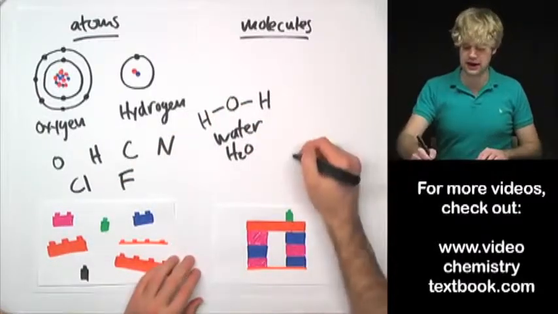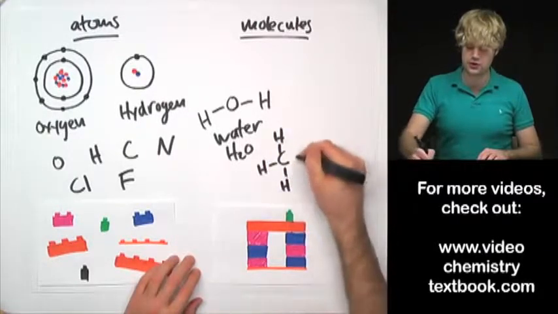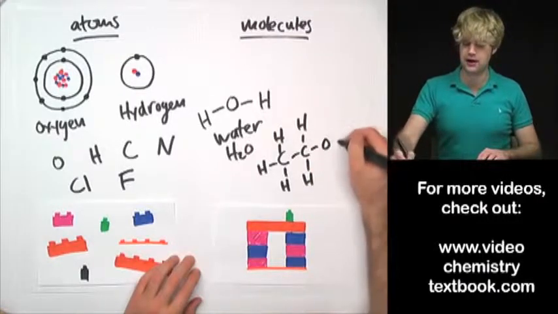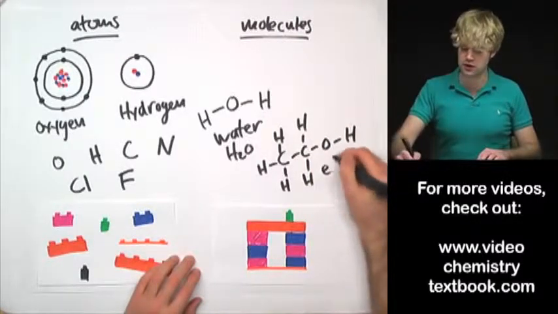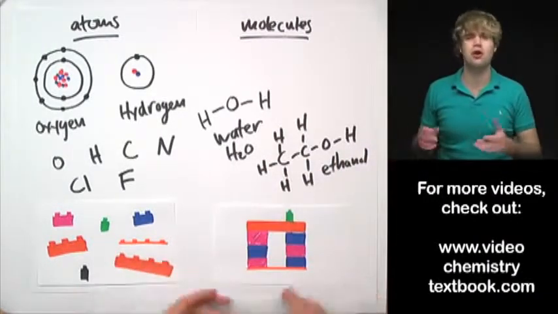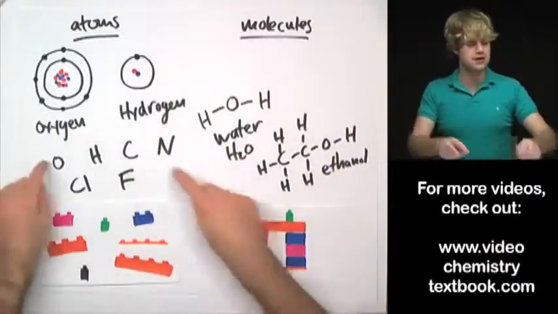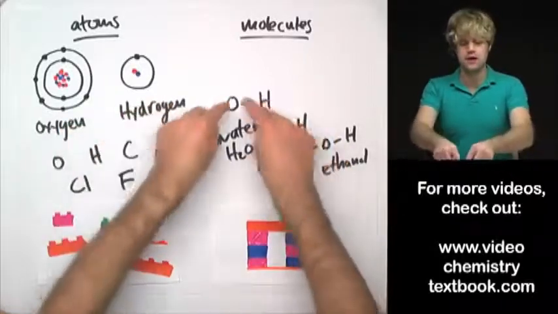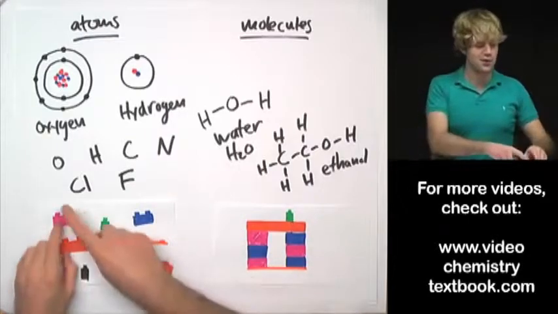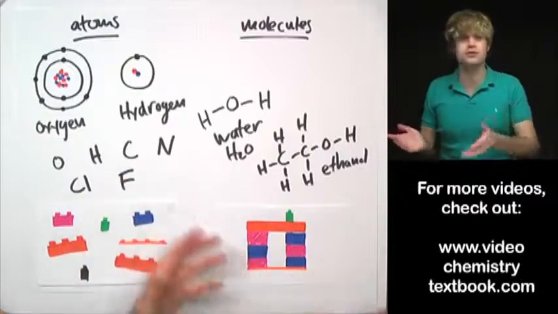I can take a carbon atom and snap 3 hydrogens to it, attach another carbon with 2 hydrogens, and then an oxygen, and then a hydrogen, and I have a molecule called ethanol, which is a kind of alcohol that's in beer and wine. So the point is, molecules are made when we take individual atoms and physically combine them together to make stuff. Just the same way we take individual Lego blocks and snap them together to build houses or whatever you want to make.